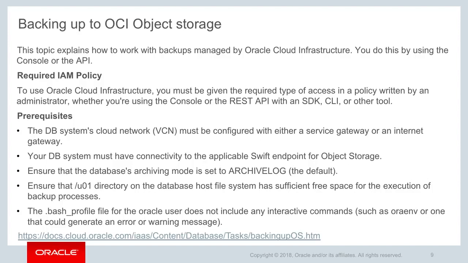So then you look at the prerequisites for backing up your database to OCI Object Storage. The first one is your database system's cloud network or VCN must be configured with either a service gateway or an internet gateway. And the second one is your DB system must have connectivity to the applicable Swift endpoint for object storage.